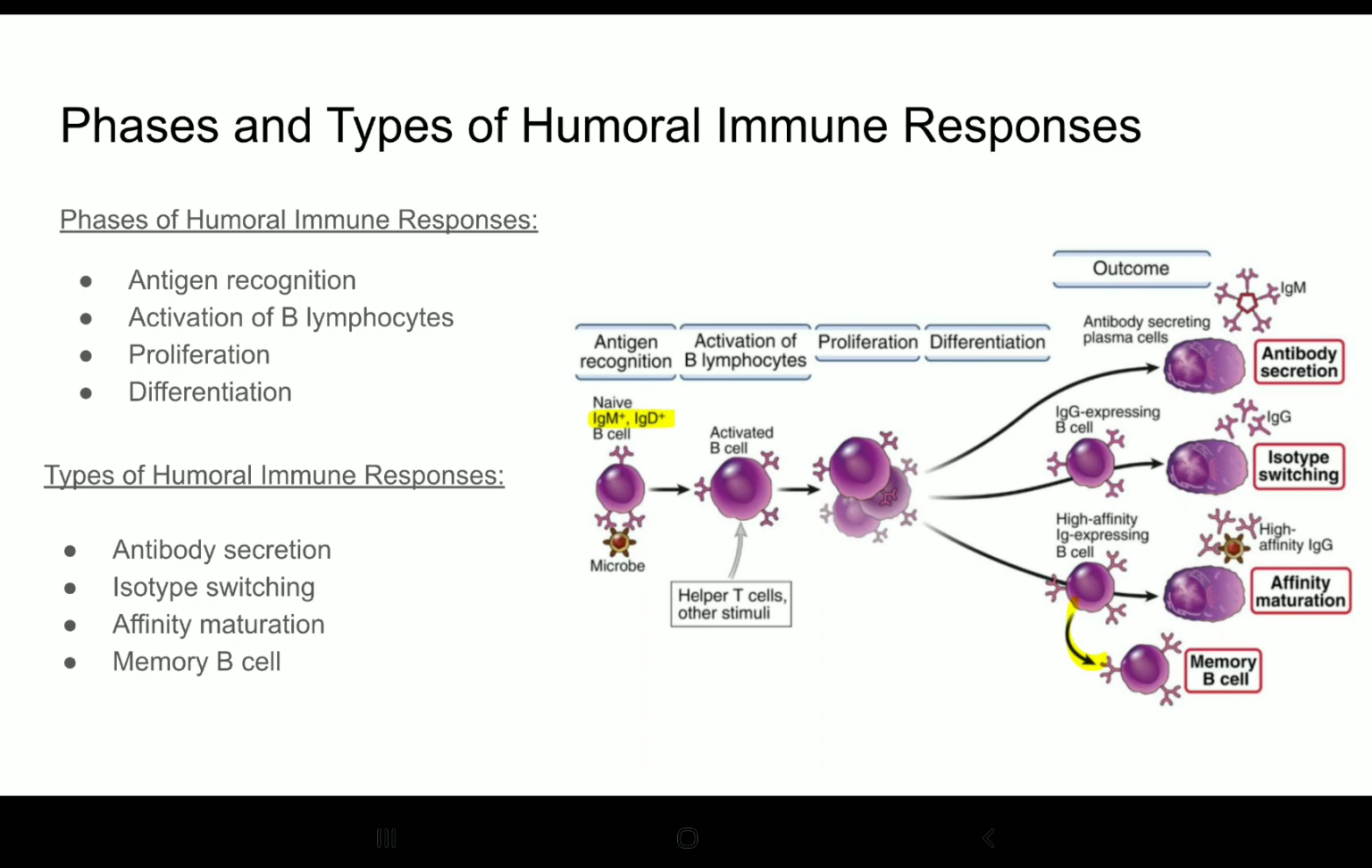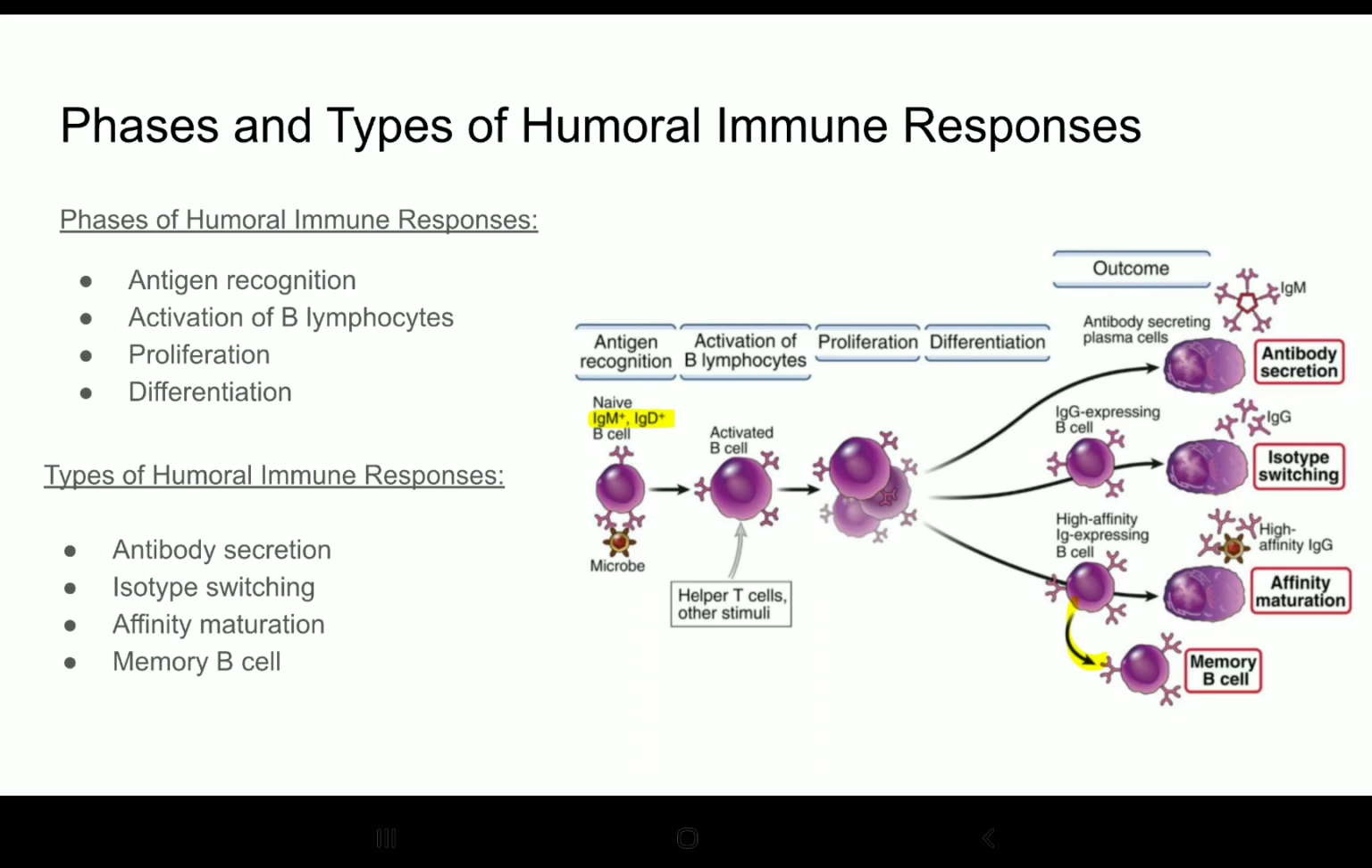The phases of the humoral immune system start with the naive B cell recognizing an antigen through its B cell receptors, leading to the activation of B lymphocytes. Once the antigen binds to the receptor, the B cell is activated, inducing proliferation and differentiation of B cells into the two types of cells, which are plasma cells and memory B cells.